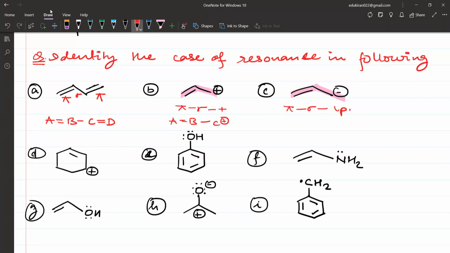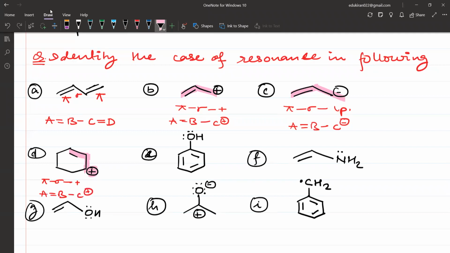Okay, I'm writing this negative charge, but here it is a lone pair. This is A double bond B, single bond C with a negative charge. Negative charge and lone pair mean the same thing. If there is a negative charge, there will be a lone pair. Here we have A double bond B, single bond C, and C with a positive charge. So this is pi sigma positive.